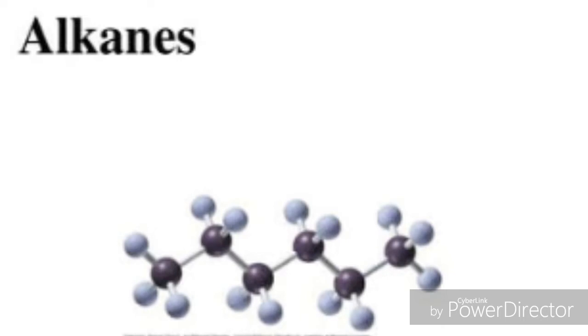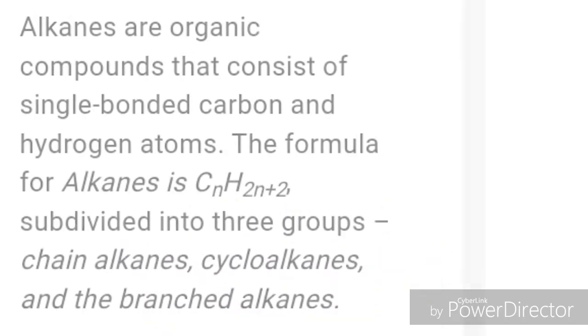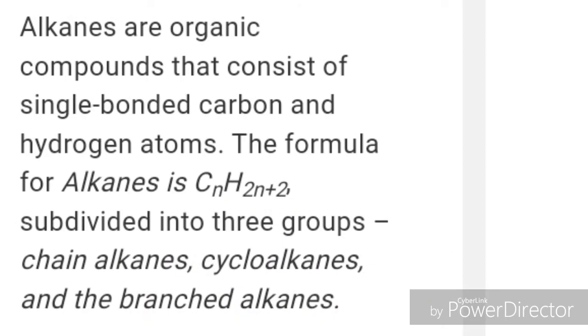Now let us learn about saturated hydrocarbons called alkanes. Alkanes are organic compounds that consist of single bonded carbon and hydrogen atoms. The general formula of alkanes is CnH2n+2. Alkanes are subdivided into three groups. They are straight chain alkanes, branched chain alkanes, and cycloalkanes. Already you have seen those examples.